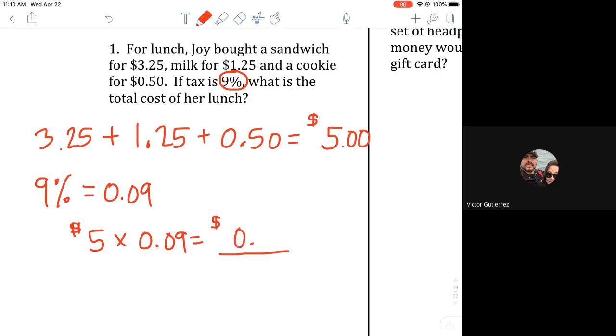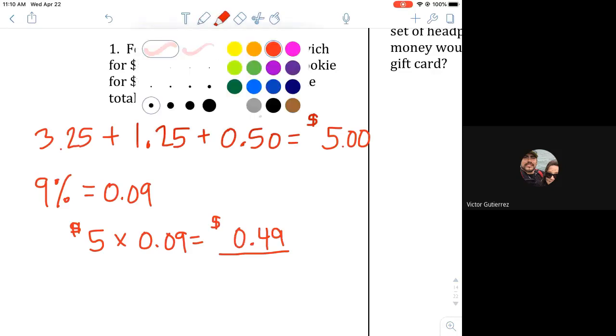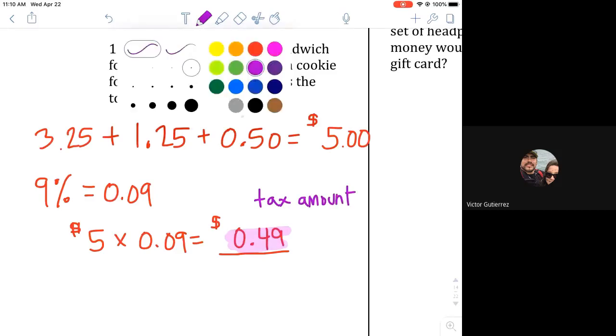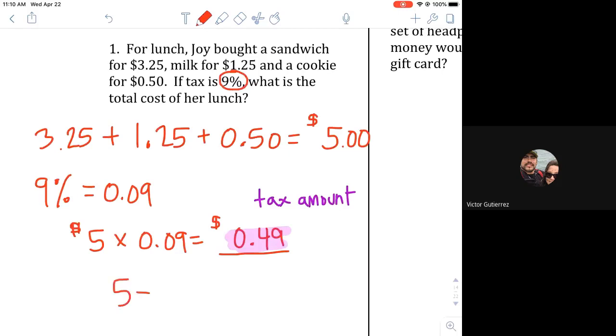Marjorie already went a step ahead and just added them together because that's the final step. This one here would be the tax amount. That's not the total price, that's the tax amount. And then the final step would be to add them together. So we're going to add 5 plus the 49 cents, and we should get a total cost of $5.49 for the total lunch. Okay. 45, I don't know, one or the other. They seem close enough.